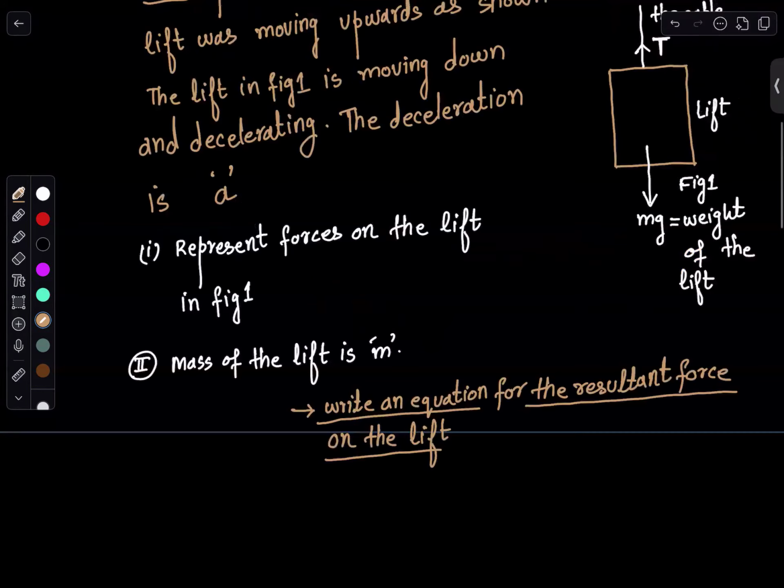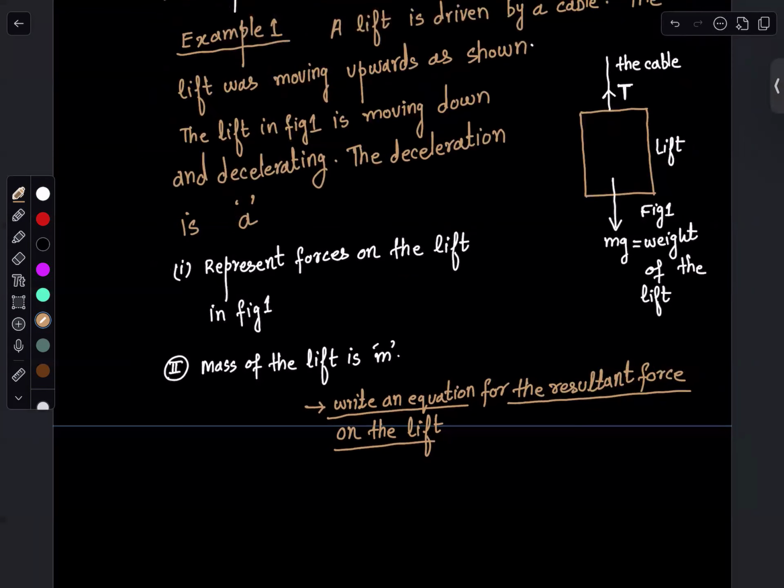First of all, we observe the direction of motion. The forces which are acting in the direction of motion will be taken to be positive. The forces which are acting opposite to the motion will be taken to be negative. Is the motion of the lift downwards or upwards? Can you read the question and tell? Downwards. So first of all, you should label the motion.